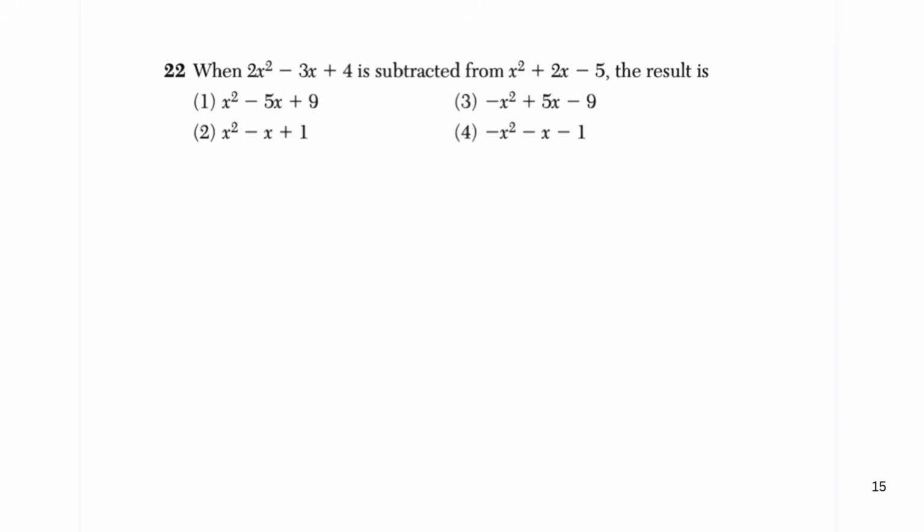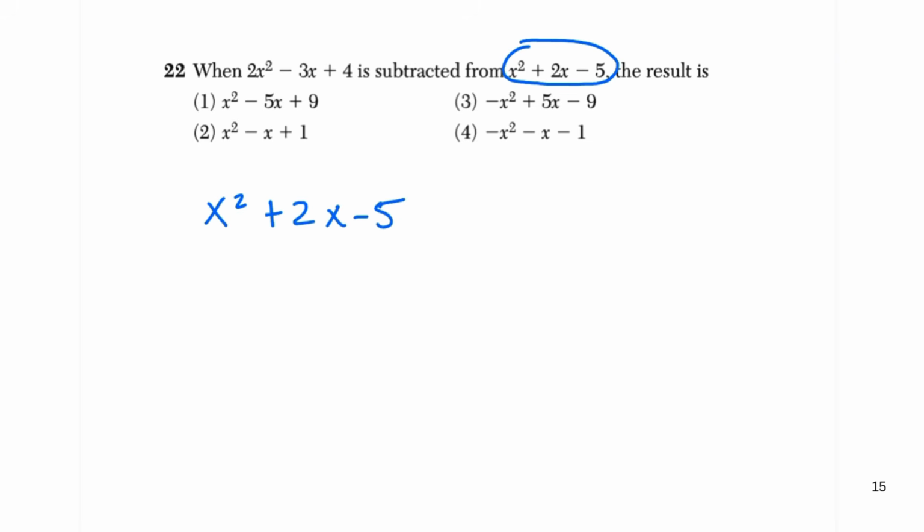Number 22, when 2x squared minus 3x plus 4 is subtracted from x squared plus 2x minus 5, what is the result? So the reason I put so much emphasis on "subtracted from" is because this is the key word in this problem and is the reason that a lot of students get this problem wrong. When you are subtracting from something, that means that that thing needs to go first.